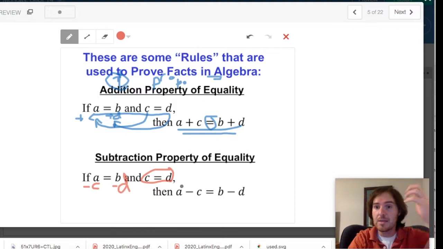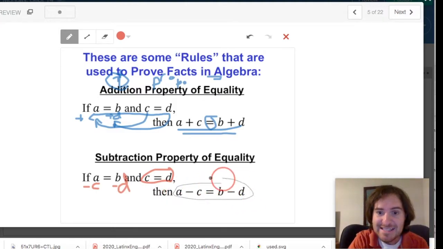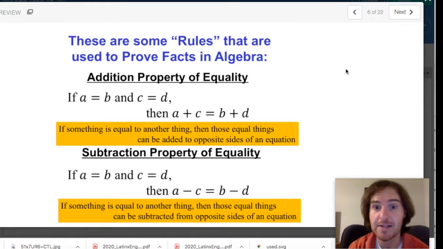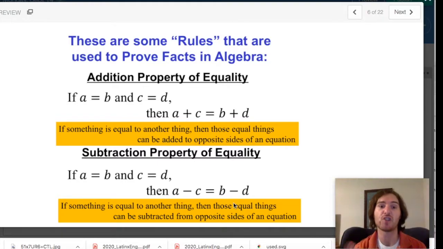So I can take away equal values from both sides of an equation, and my equation is still balanced. Subtract 2 from both sides like we did in the last one: if you started with an equation, you subtract 2 from both sides, you end with an equation afterwards. So this is called the subtraction property of equality. We'll be using that to justify and get us some new facts later this year. In yellow here is just shorthand, the way it's summarized in your notes.